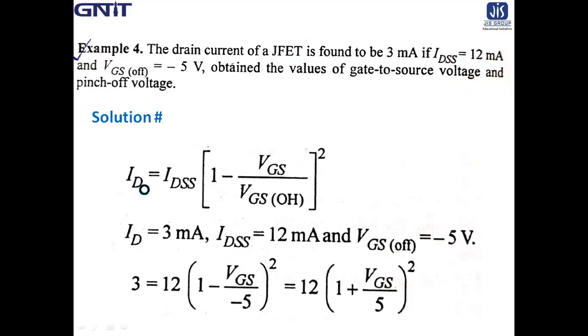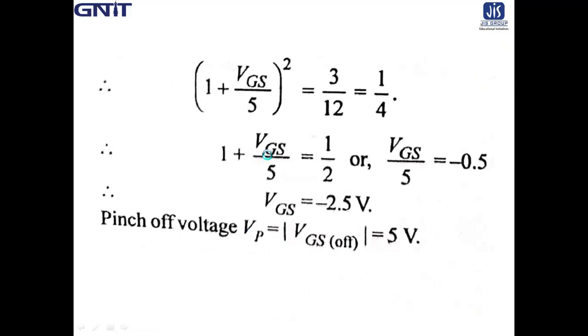Simply use this formula, ID equal to IDSS into 1 minus VGS by VGS off, whole square, like a parabola. So you know ID, IDSS and VGS off, and naturally you can determine VGS from this expression. After putting all the values and calculating, VGS is minus 2.5 volt. And the pinch off voltage VP, which is the modulus of VGS off, is basically 5 volt.